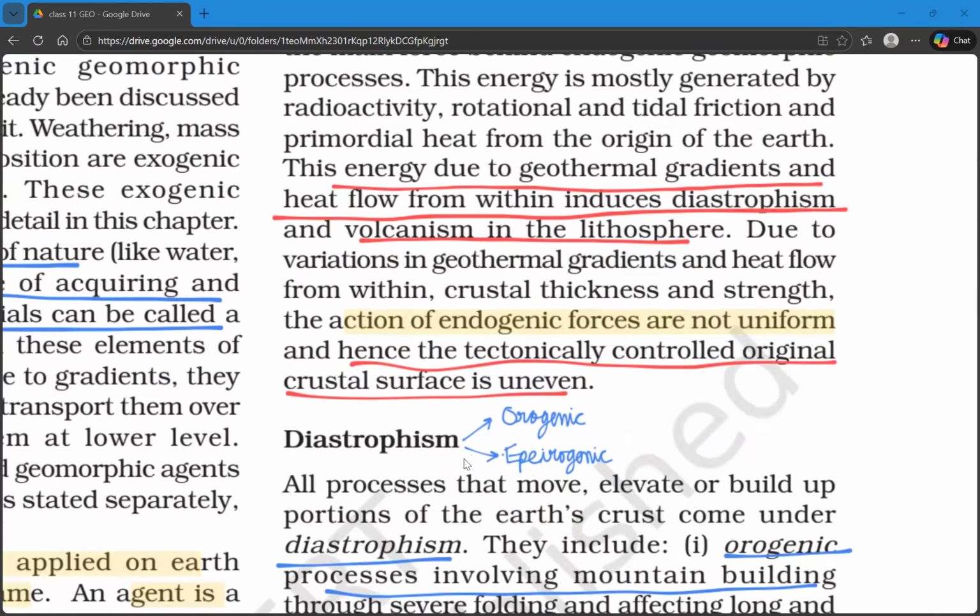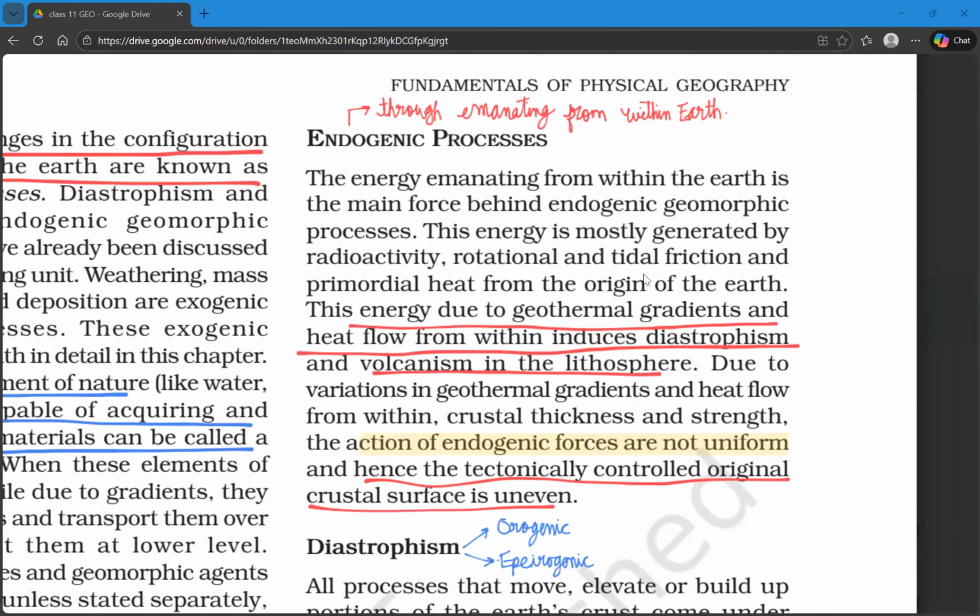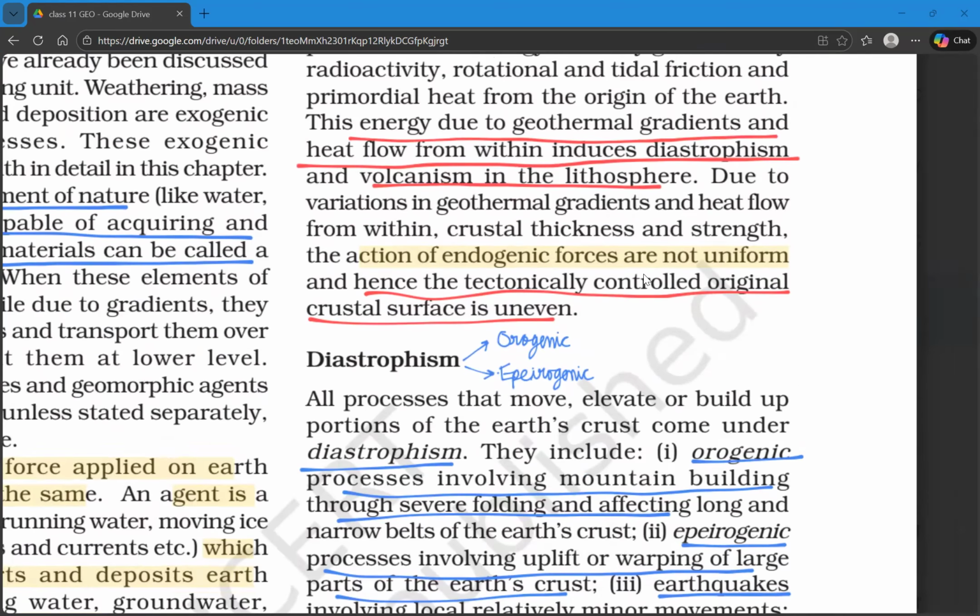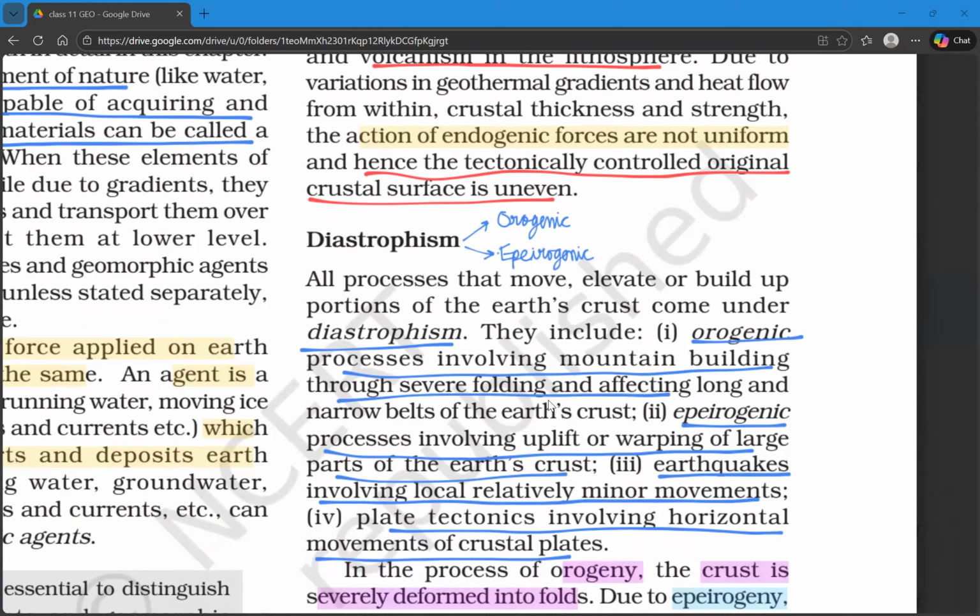Now, under endogenic, we have two, that is diastrophism and volcanism. Now, let's get into the details of diastrophism. First of all, what is diastrophism? All the processes that move, elevate, or build up the portions of Earth's crust come under diastrophism. So, under diastrophism, the Earth's crust will be built up. And they include two, that is orogenic and epirogenic. So, what is orogenic?